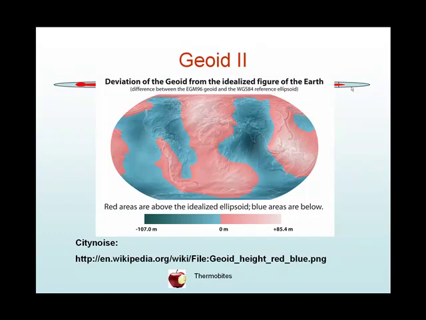And here are deviations of the geoid from the idealized figure of the Earth. The blue shades represent areas below the idealized ellipsoid and the red areas above it.